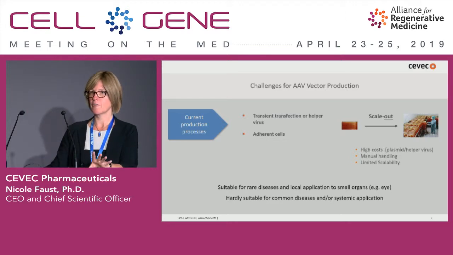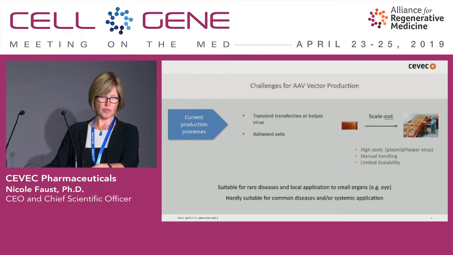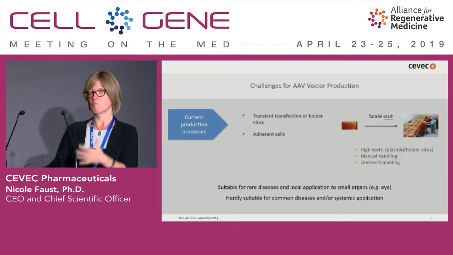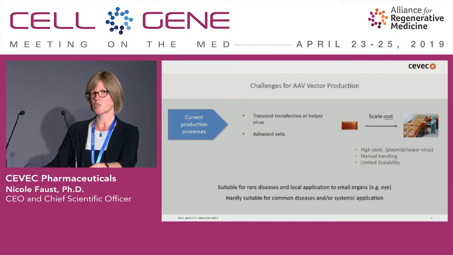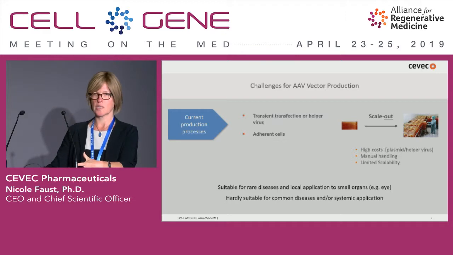This is all perfectly fine if you're dealing with an ultra-orphan disease and you have low doses per patient, like for Luxturna, for example, which we inject into the patient's eye. But if you think of the more recent developments and the projects in development addressing common diseases, where you have to administer the vector systemically, then these production processes really hit their limitations. And this is where our new platform can really help.